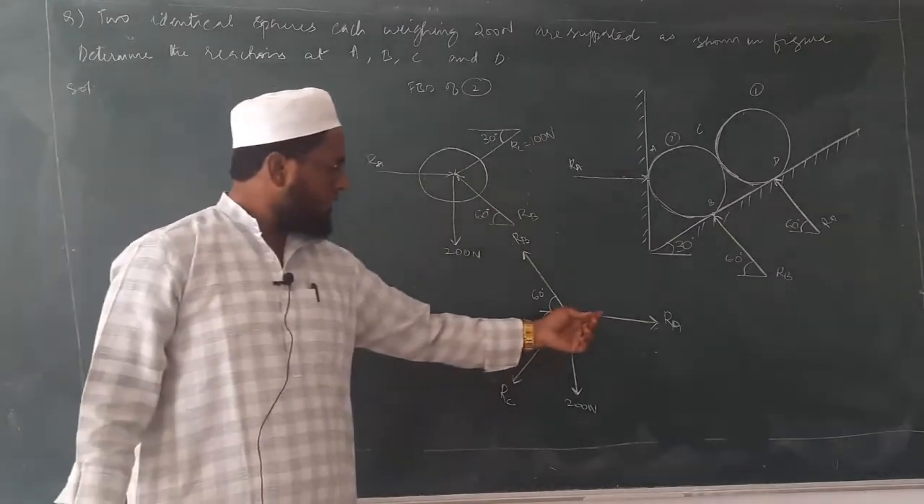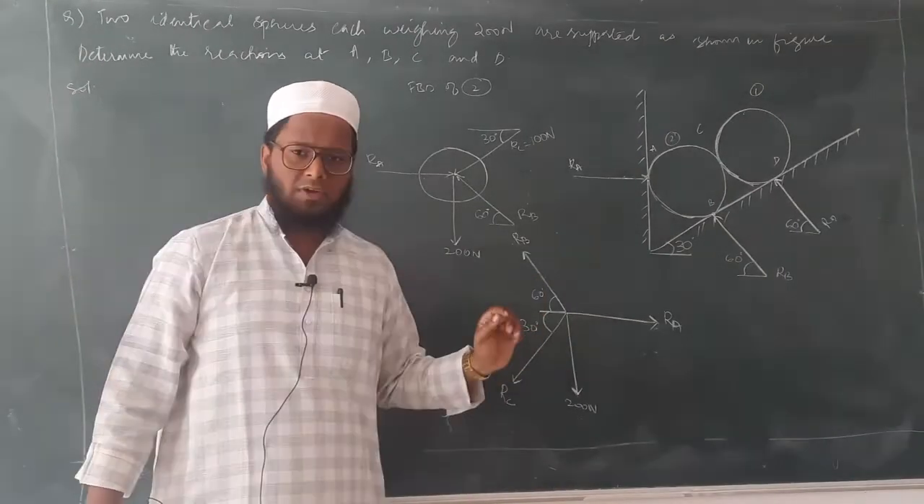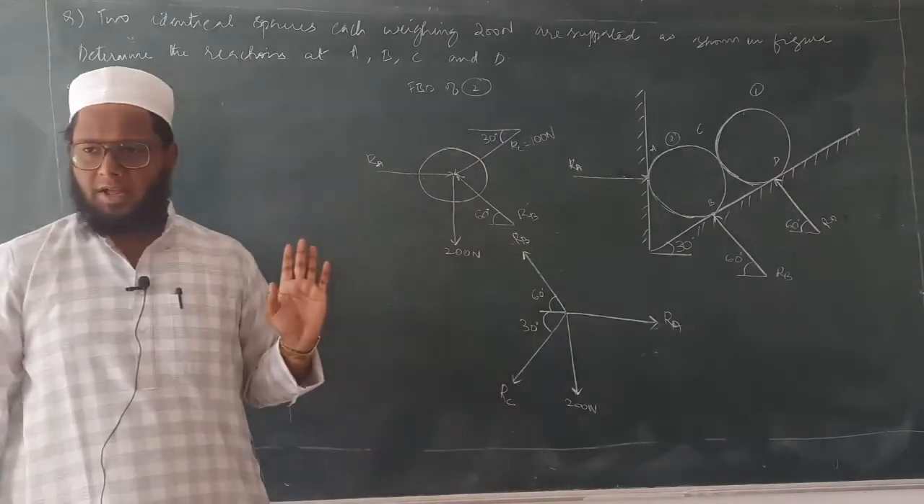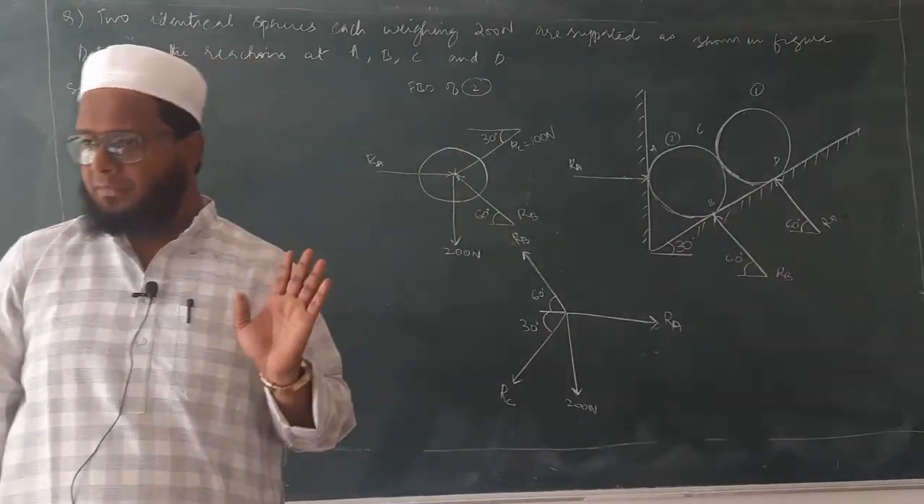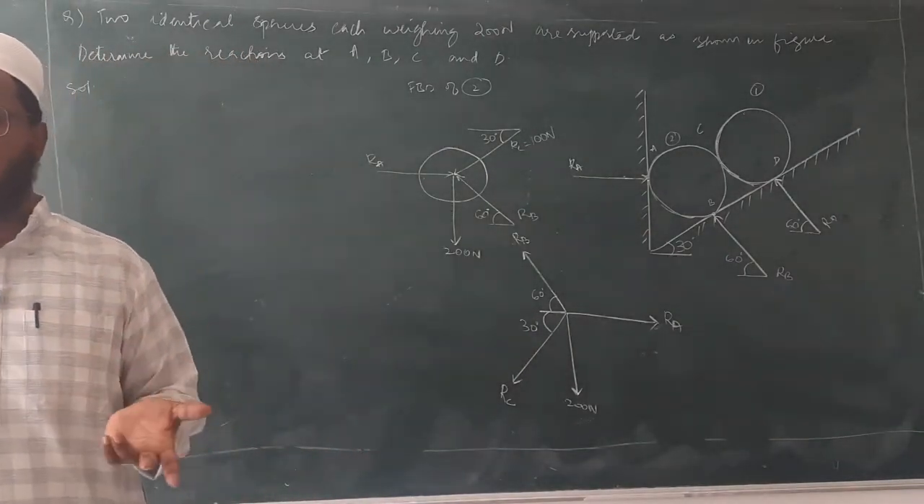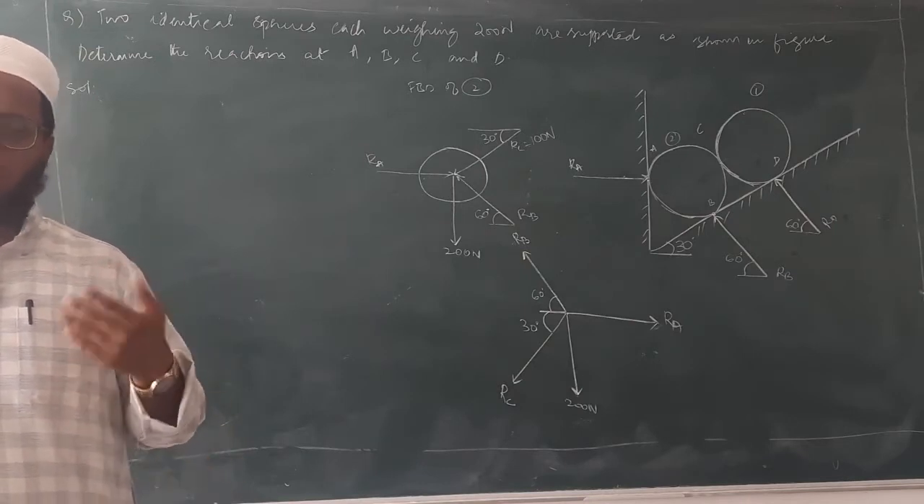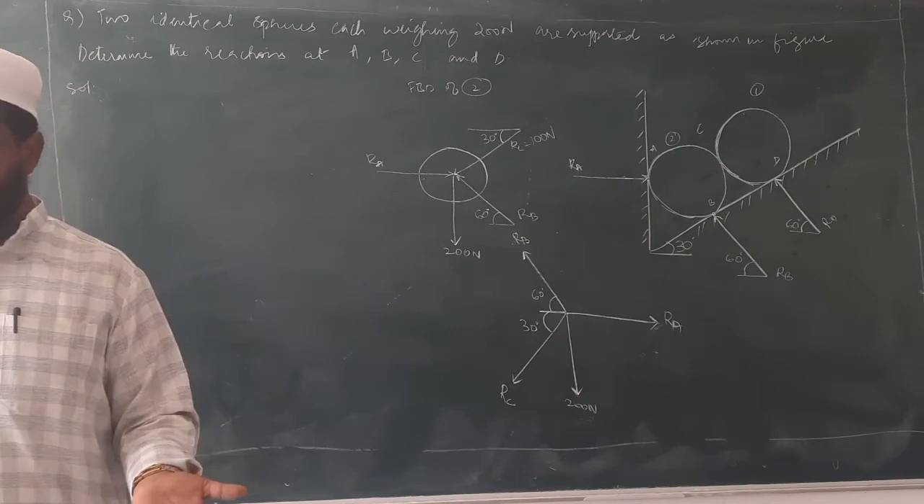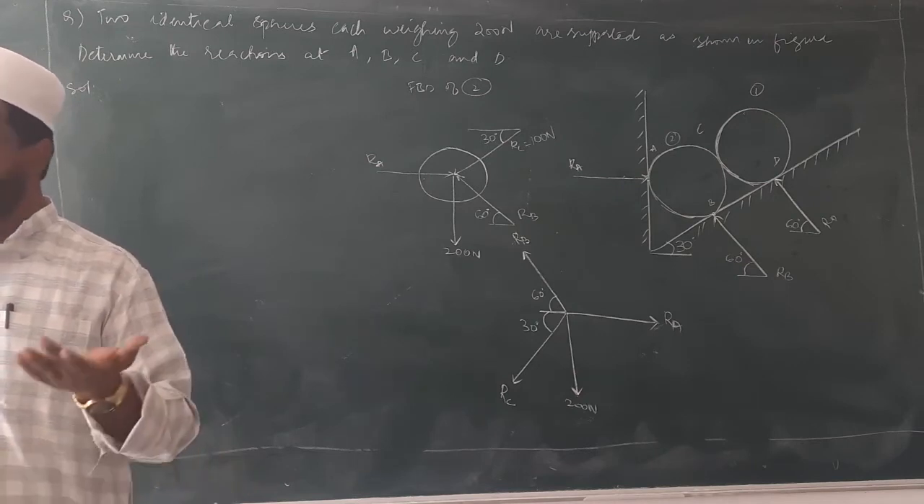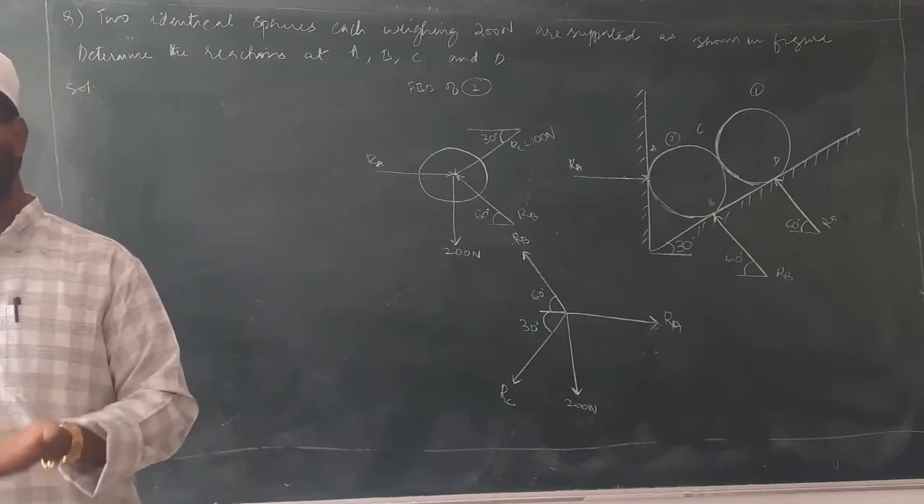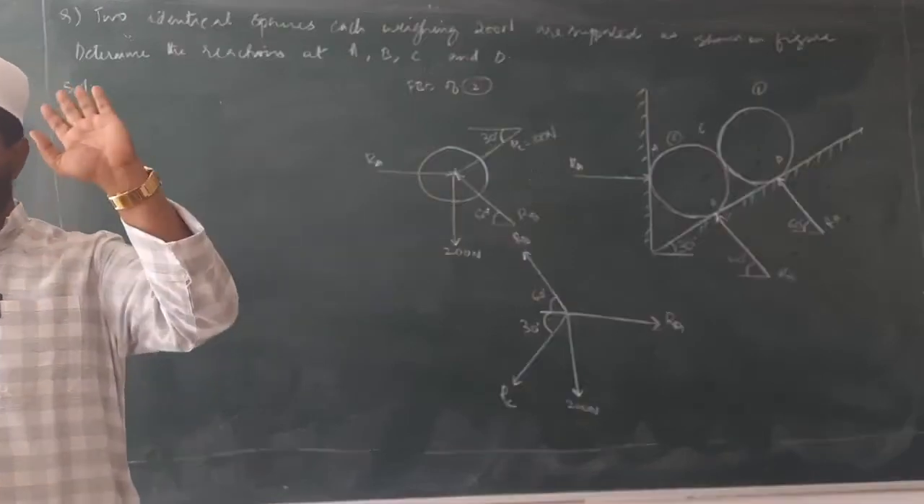Now you see here, how many forces we have in this one? 4 forces. 1, 2, 3, 4. So Lami's theorem is not applicable for more than 3 forces. So when we have more than 3 forces, we have to go with components of forces or equilibrium equations. What are those equilibrium equations we have? Sigma x is equal to 0, sigma y is equal to 0, sigma m is equal to 0.